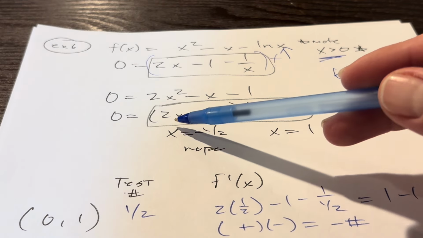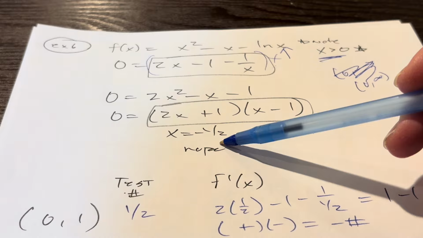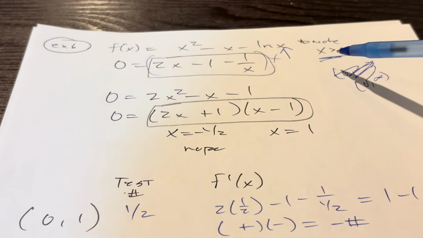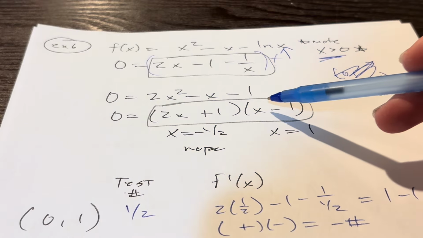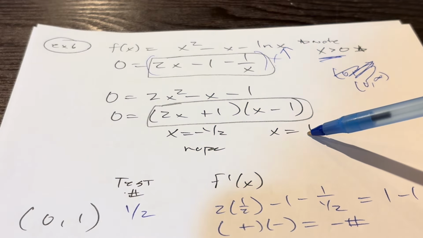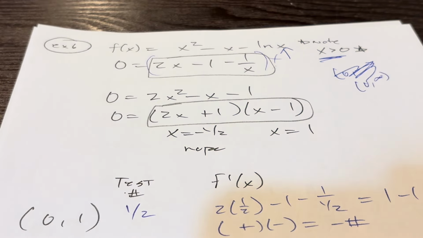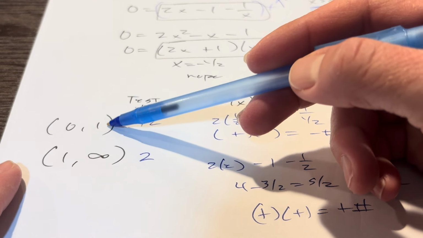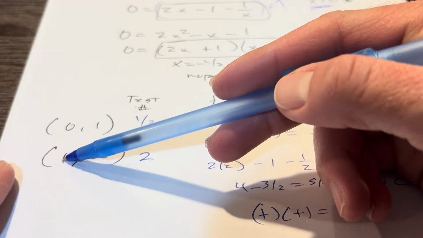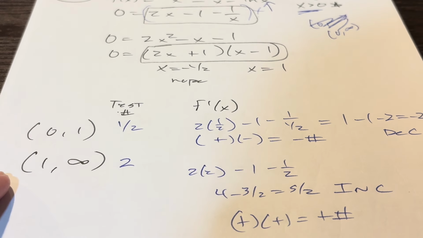All right, cover-up method: 2x plus 1 is equal to 0, so x is negative 1/2. That's a note, because x has to be bigger than 0. And I set x minus 1 equal to 0, and I get x is 1. I have a single critical number, and that's 1. My starting point is 0 to my first and only critical number, to infinity.